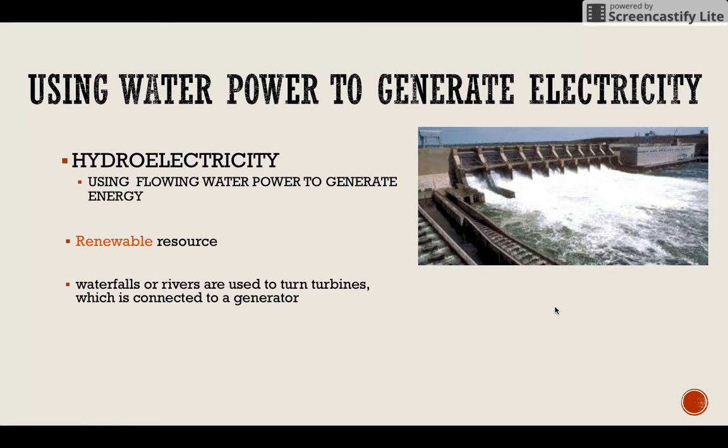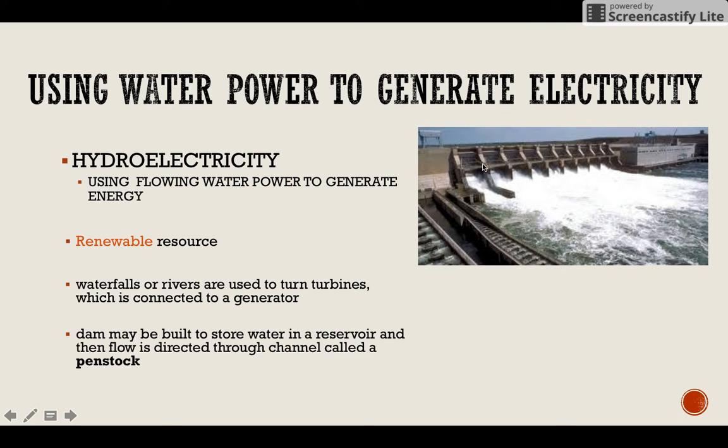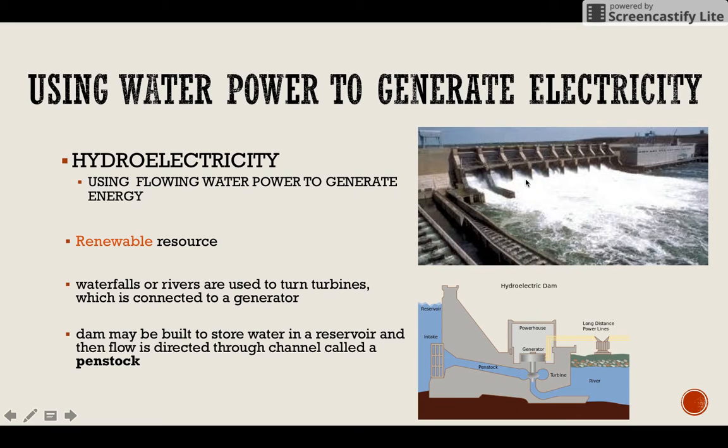But what happens if a city doesn't have a waterfall? What the city can do is, if they have a river, they can build a dam like this one over here. So you'll have water stored in a reservoir, and then it flows through these channels over here. And that's called a penstock. You can probably see it a little bit better here.